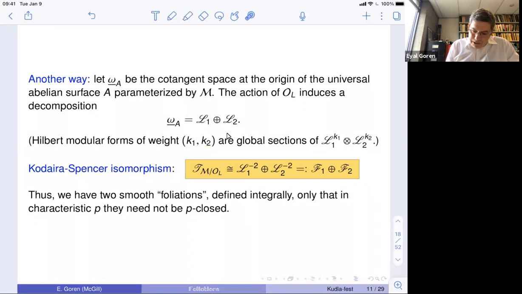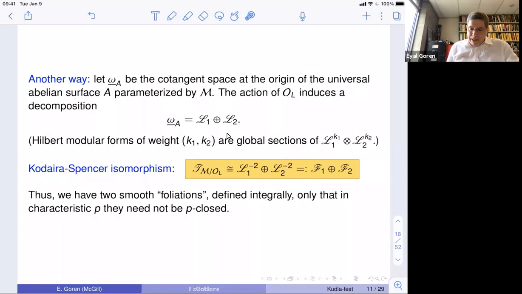And the Kodaira-Spencer isomorphism in this case gives you an isomorphism between the tangent bundle of the Hilbert modular surface, Hilbert-Blumenthal surface, and L1^-2 direct sum L2^-2. And here, this actually works arithmetically. So I can really look at the moduli scheme of abelian surfaces with real multiplication and principal polarization, and we have this isomorphism. I'm using this isomorphism to define two foliations, F1 and F2. Okay, so F1 is just this, F2 is just this.